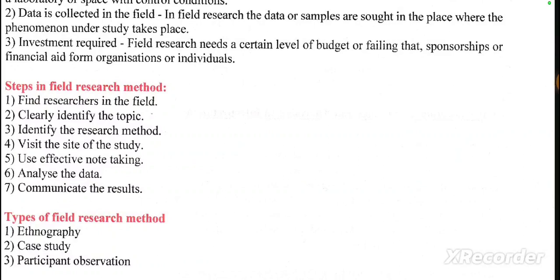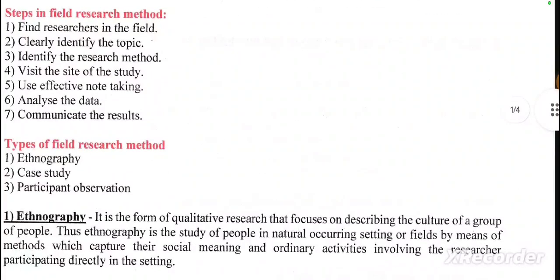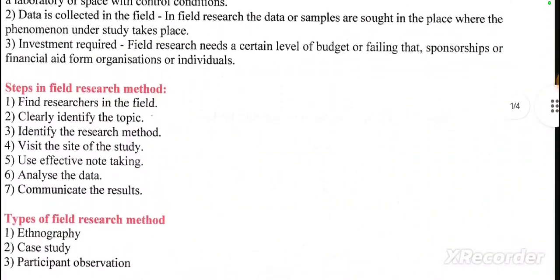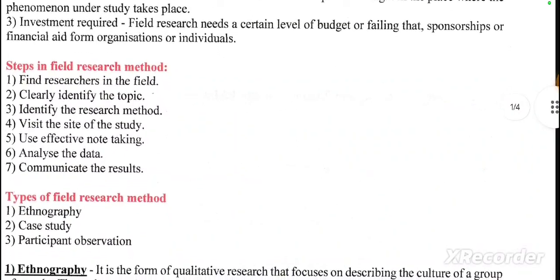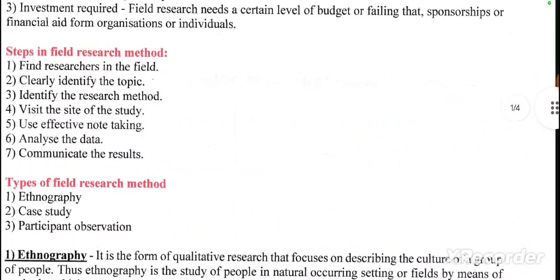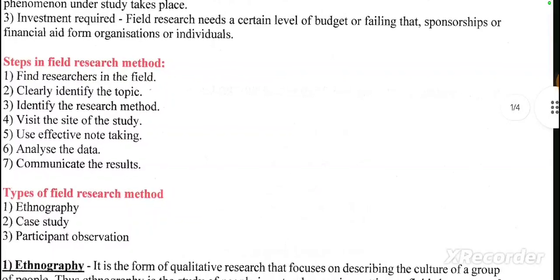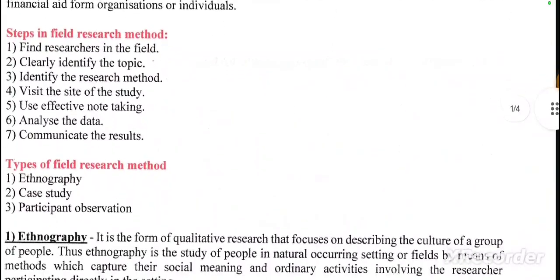And the third important characteristic of field research is investment required. So it needs a certain level of budget, or failing that, sponsorship or financial aid from observation organizations or individuals. So that means one of the important characteristics of field research method is it needs investments. A certain level of budget is required to carry out a field work.